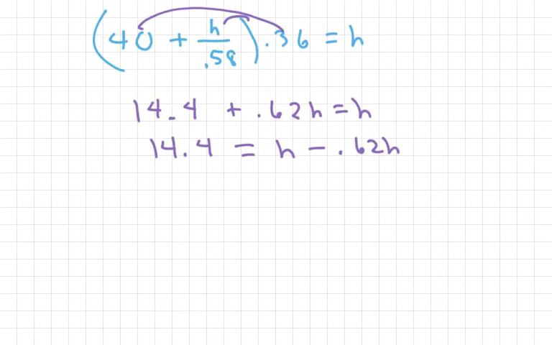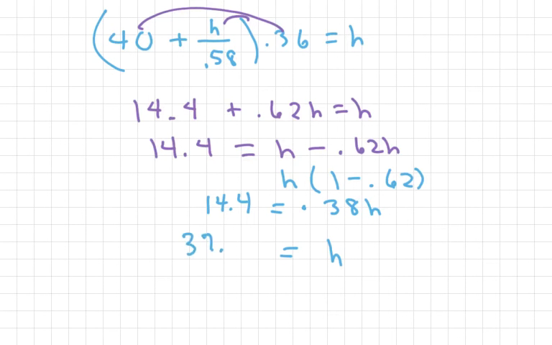If you want, I'm going to do this one a little different than the others. I'm going to factor out the h. That gives you 1 minus 0.62, and this is going to give you 0.38h, which equals your 14.4. Divide both sides by 0.38, and you get h equals 37.89 feet if you round to the nearest hundredth, and 37.9 if you round to the nearest tenth.